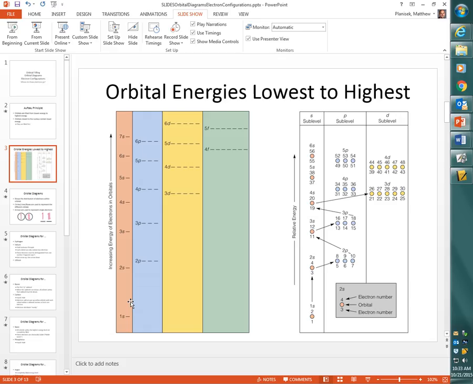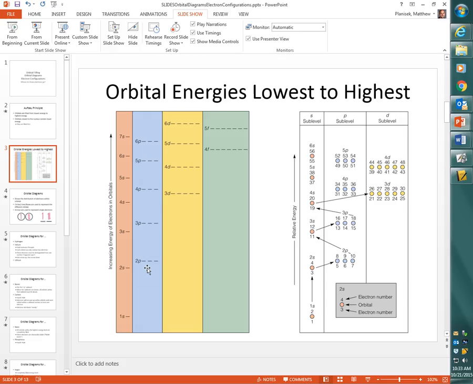But here's where it gets a little different, okay? How many 2p orbitals are there? There are 3. Remember, one on the x-axis, one on the y-axis, one on the z-axis. And on the chart, how many lines are there next to the 2p? 3 to represent each of those orbitals.